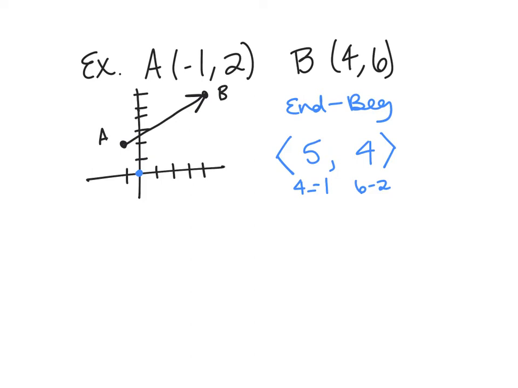So then visually, what that looks like is you start at the beginning, then over 5, 1, 2, 3, 4, 5, up 1, 2, 3, 4. So notice the vector is still the same direction. We're just sliding it so that it starts at the origin.